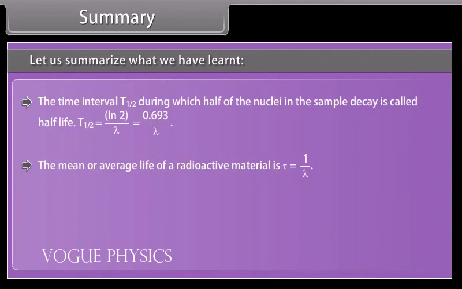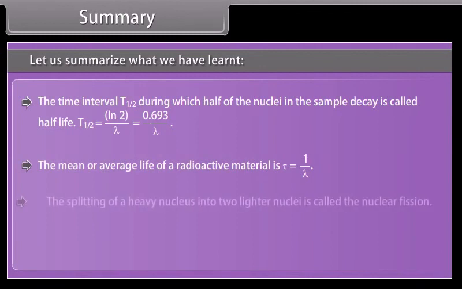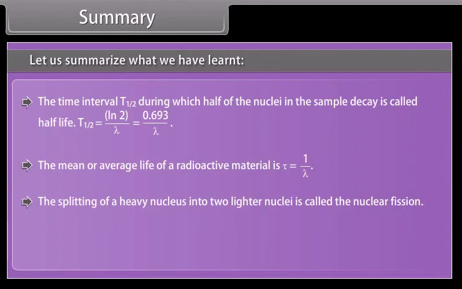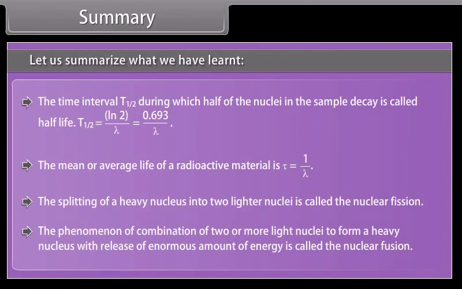The mean or average life of a radioactive material is defined as shown. The splitting of a heavy nucleus into two lighter nuclei is called nuclear fission. The phenomenon of combination of two or more light nuclei to form a heavy nucleus with release of enormous amount of energy is called nuclear fusion.